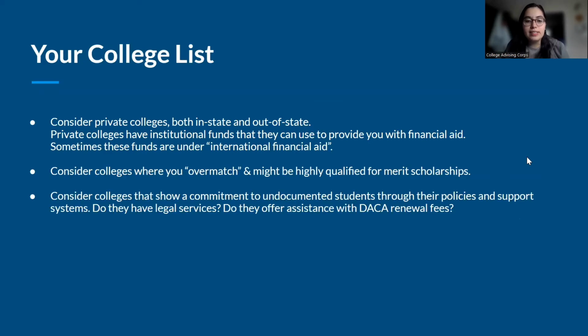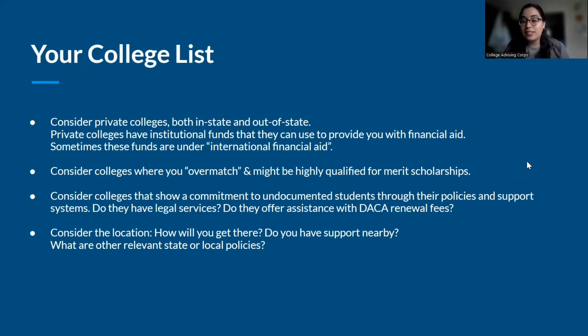With your college list, it's important that you consider private colleges, both in-state and out-of-state. Like I mentioned before, undocumented students do not qualify for in-state tuition or for federal aid in a lot of states. So it's important to have some private colleges in the mix, because private colleges have institutional funds that they can use to provide financial aid. Because they set their own policies, they can be more flexible in providing aid to undocumented students. So that's something to keep in mind.